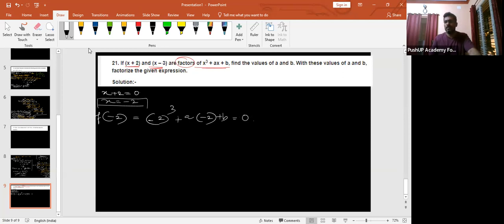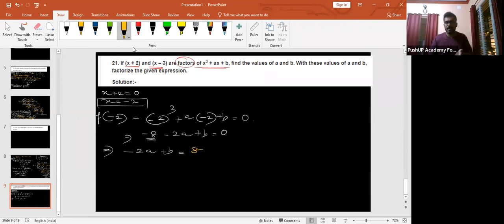And it should be equal to 0 because x plus 2 is a factor. That means when you substitute the value of x as -2 into the polynomial, the result is a 0. Right? Now -2 cube is what? -8 plus a into -2, that will be -2a plus b, which is equal to 0. Now let's keep the variables on the left hand side and the constant value on the right hand side. So -2a plus b is equal to, when -8 goes from the left to the right, it becomes +8. So this is your first equation.